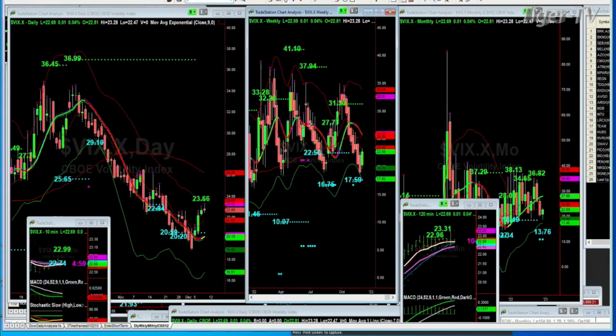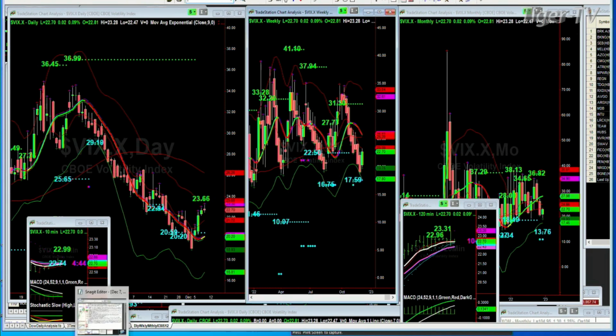A penny at 22.69. It did have a pretty good move, but you can see in this Chapman wave automated support and resistance levels, it went just underneath the 2020 level, and then it rallied, and now 23.66 is resistance. In the weekly chart, 17.59 is going to be a key support level.